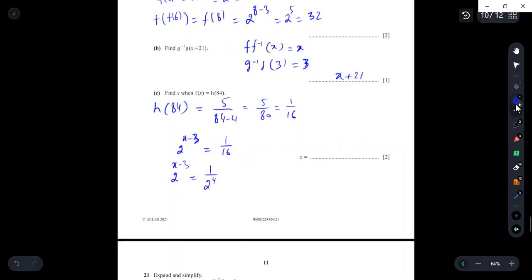And we have to write it without fractions. So we can say 1 over 16 is 2 raised to the power negative 4. So 2 raised to the power x minus 3 is equal to 2 raised to the power negative 4. The bases are the same, so the exponents should also be the same. We conclude that x minus 3 is negative 4, and x equals negative 4 plus 3, which is negative 1. So the answer is negative 1.